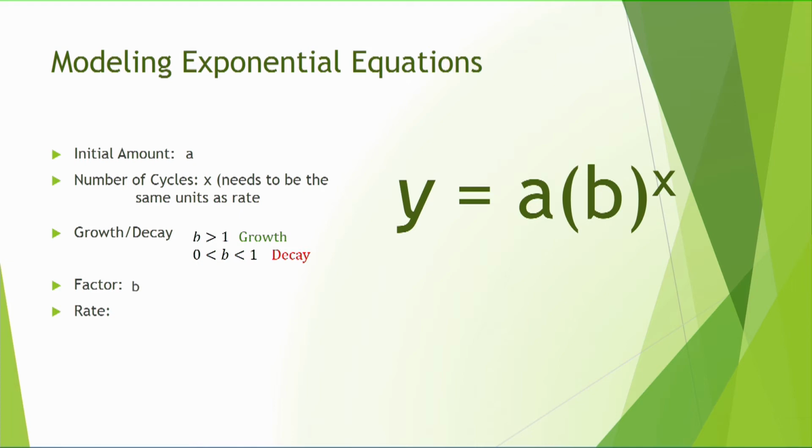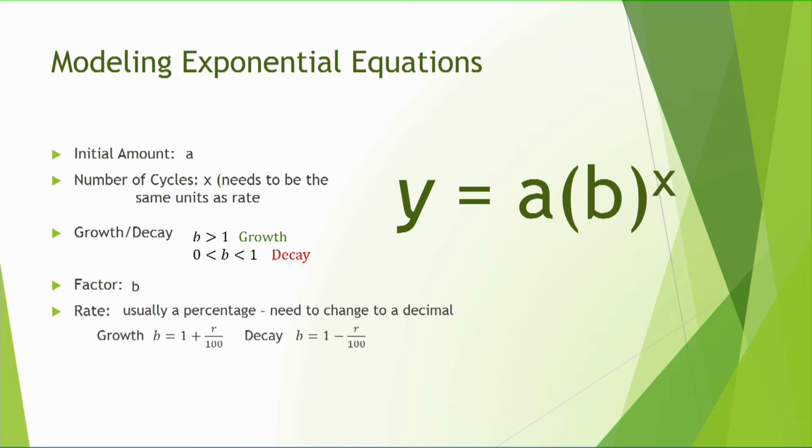All right, so our factor is our base, and our rate is usually given as a percentage, so we're going to need to change that to a decimal. So if they give you a rate in a percentage as opposed to a factor, then we need to make sure that we change it to a decimal. So if it's growth, we're going to add 1 plus our rate divided by 100, because we need it in a decimal and it's given in a percentage. And our decay is going to be 1 minus our rate over 100.